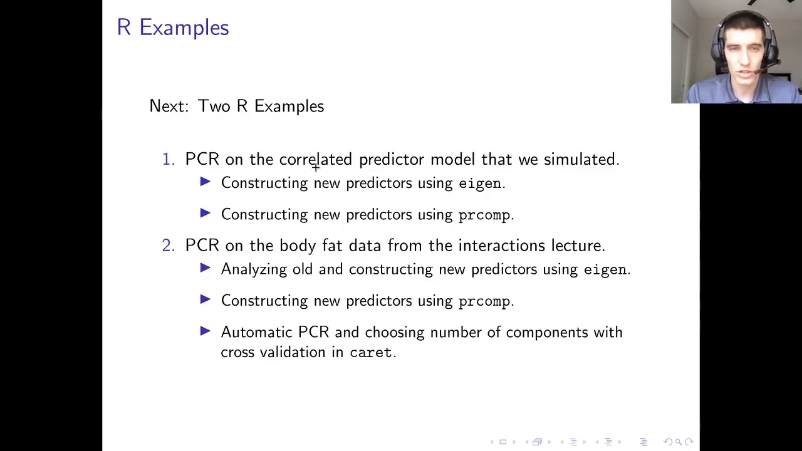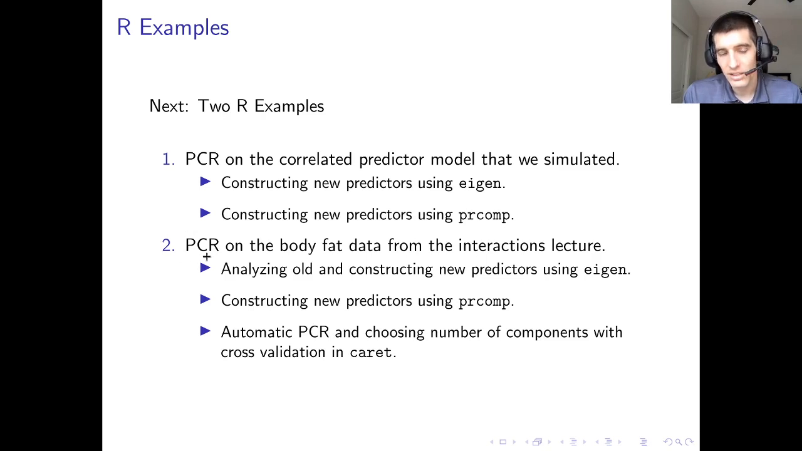Okay, so let's switch over to R for a little bit. So we're going to do 2 examples in R. We're going to do PCR, principal component regression, on the correlated predictor model that was simulated. So remember, this is where x1 and x2 are correlated. We're going to construct new predictors using the Eigen decomposition. We're going to construct new predictors using prcomp. Okay, we can do both of those things.